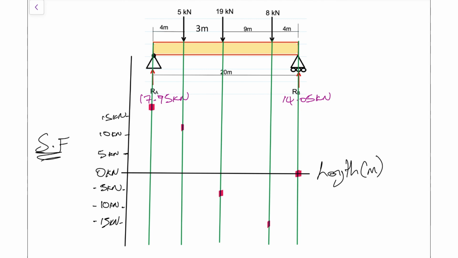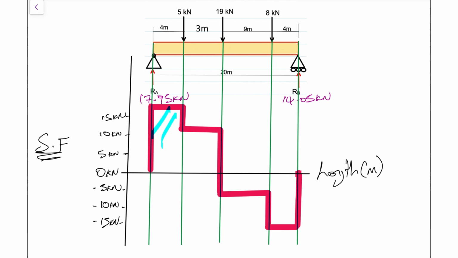All we're required to do now is connect the lines. So I'm going to do that now. The first line is going to go across from RA to that 5 kilonewtons. Then from the 5 kilonewtons, we're going to go down to that 12.95. Then from the 12.95, we're going to go across to the next force at 19 kilonewtons. Now we need to go down to the negative 6.05 and across to the 8 kilonewtons. And then we go down to that negative 14.05, across to RB and back up to 0. If you want, you can always make it look fancy, shade in the bit that we have interest in.